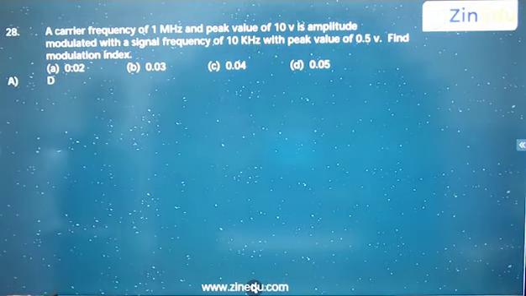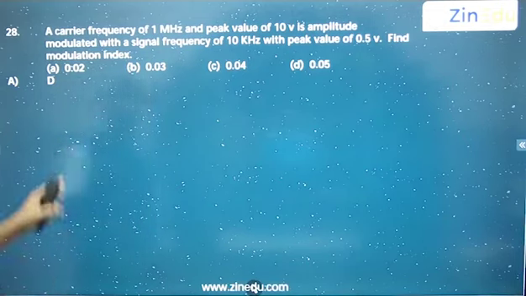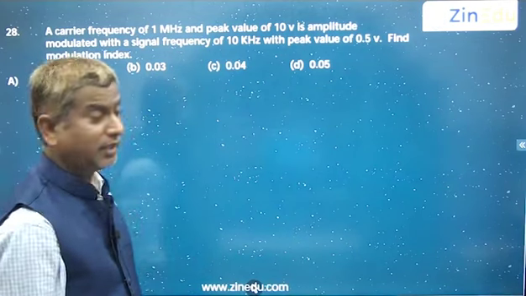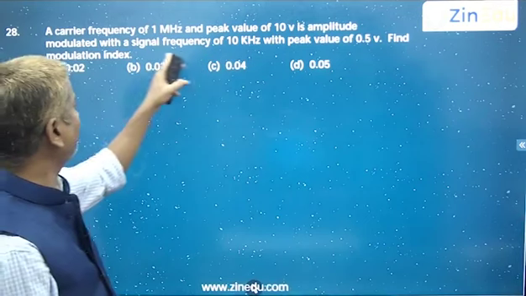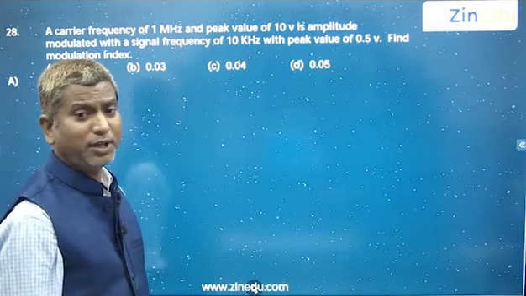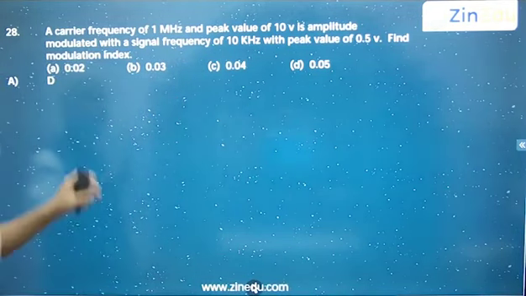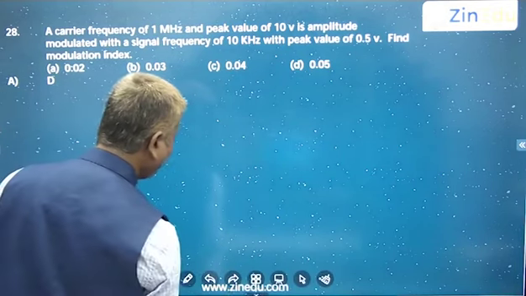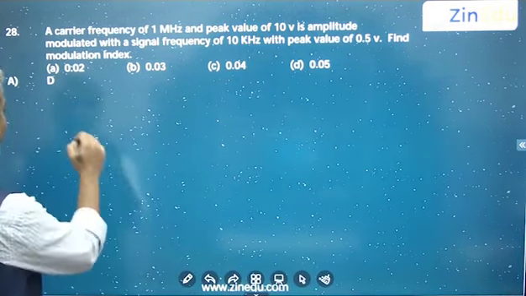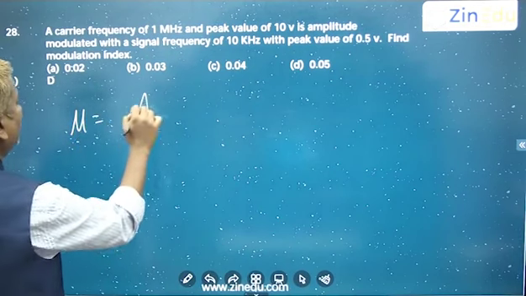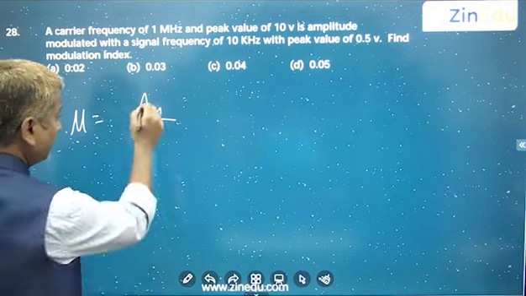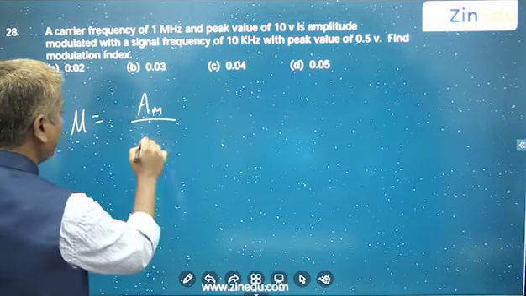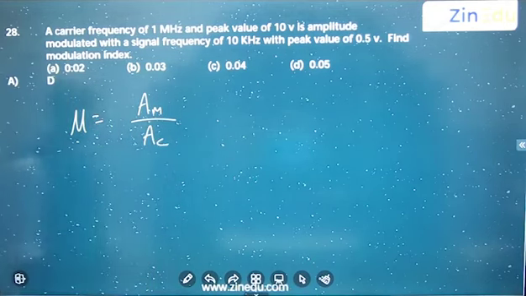A carrier frequency of 1 megahertz and peak value 10 volts is amplitude modulated with a signal frequency. This is a carrier wave and this is a signal wave. The signal frequency is 10 kilohertz and peak value 0.5 volts. Then what is the modulation index? And how to find the modulation index? We know that modulation index, mu, is equal to the amplitude of the message signal wave by the amplitude of the carrier wave.